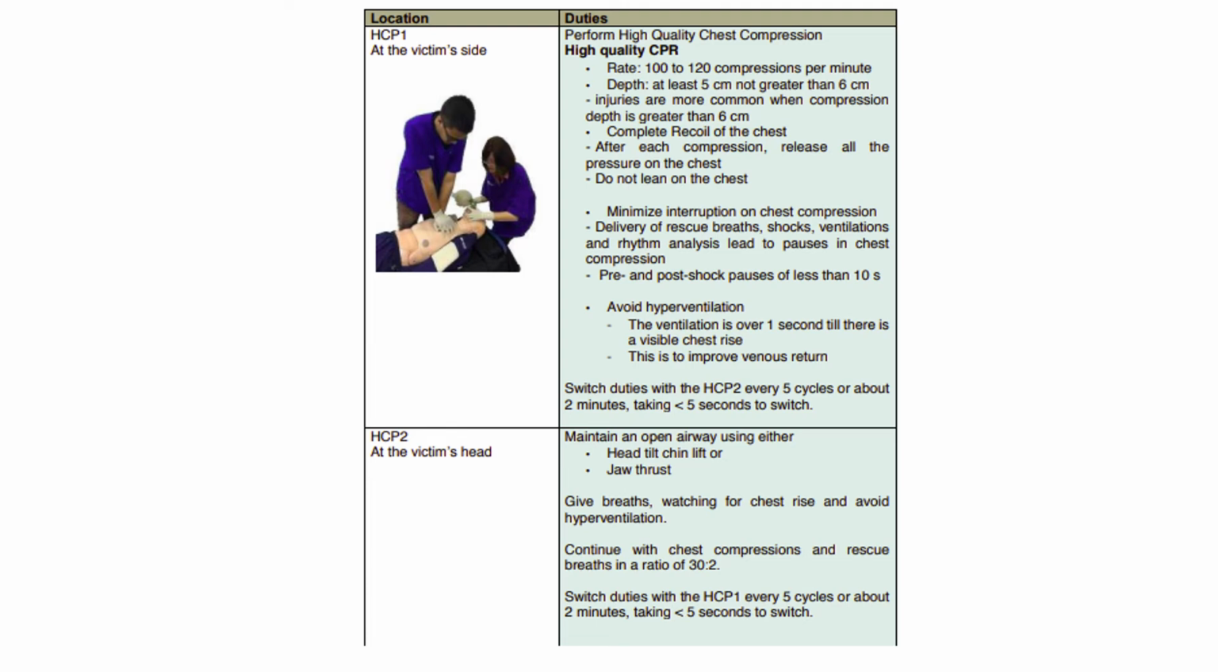Remember that injuries are more common when compression depth is greater than 6 centimeters. Also, you must allow for complete recoil of the chest and make sure you do not lean on the chest. Minimize interruption of the chest compression. Delivery of rescue breaths, shock and ventilation, and rhythm analysis can lead to pauses in chest compression. So the pre and post shock pauses should be less than 10 seconds. Avoid hyperventilation. You can switch duty with the other person every 5 cycles or about every 2 minutes.